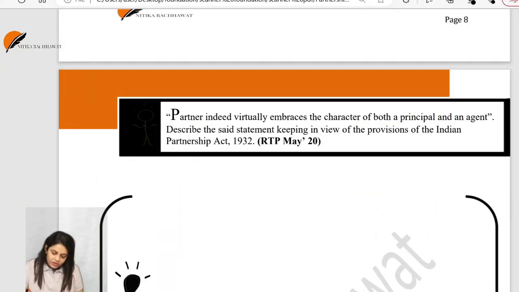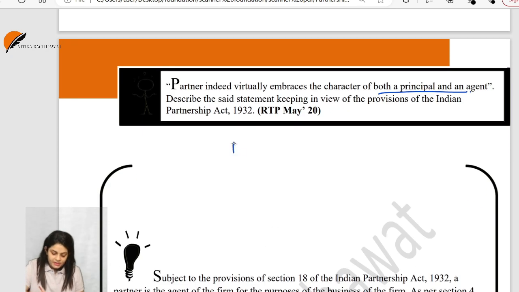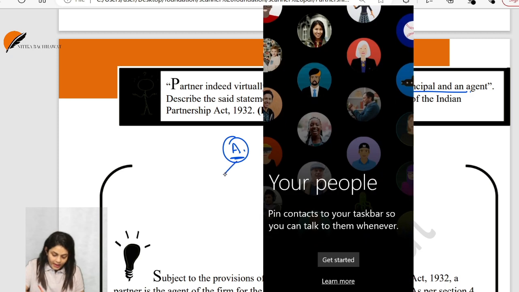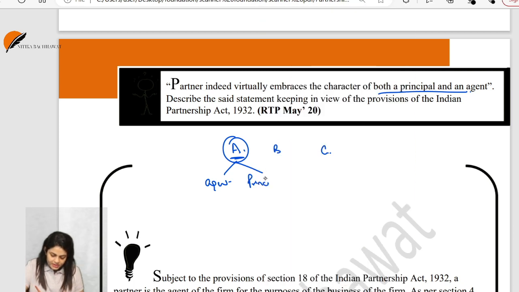Partner indeed virtually embraces the character of both principal and agent. Describe the statement keeping in view the provision. So basically what happens is, let's say there are 3 partners and A carries the business on behalf of the firm. So A acquires a twofold character. He is both agent as well as principal. So let's say the firm wants to contract with T. Now since A is contracting in the name of the firm, who will go and make the contract? A will make the contract.